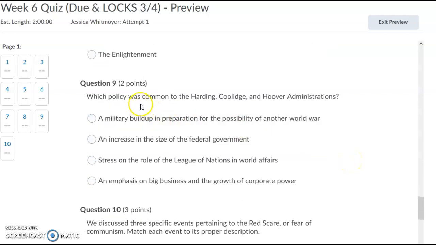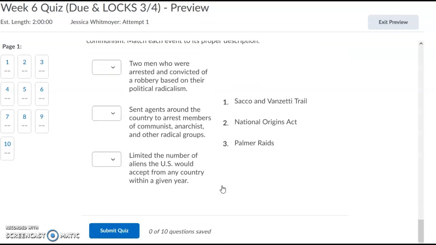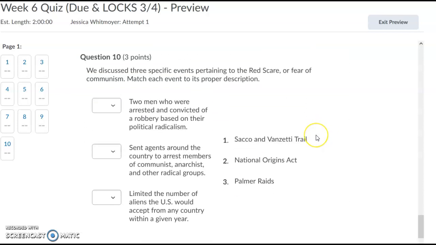Question 9. Which policy was common to the Harding, Coolidge, and Hoover administrations? A military buildup in preparation for the possibility of another world war, an increase in the size of the federal government, stress on the role of the League of Nations in world affairs, an emphasis on big business and the growth of corporate power.